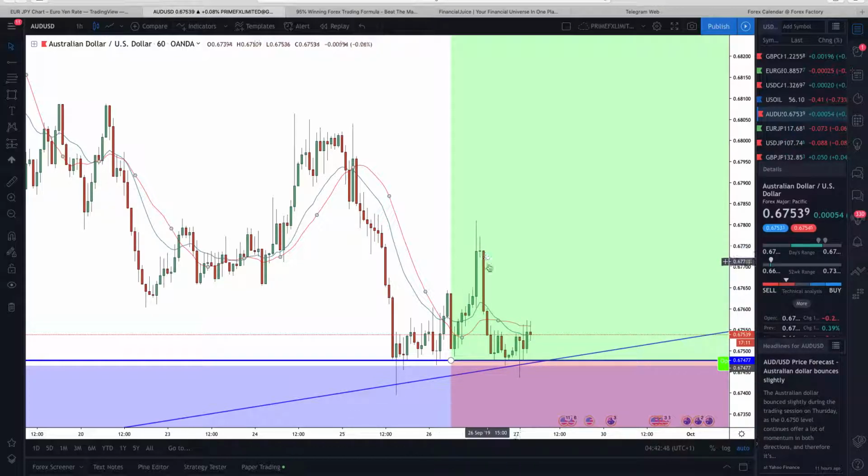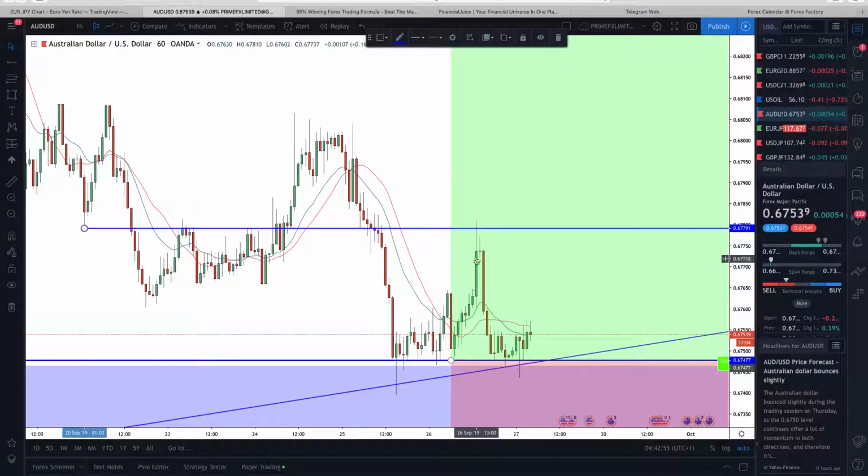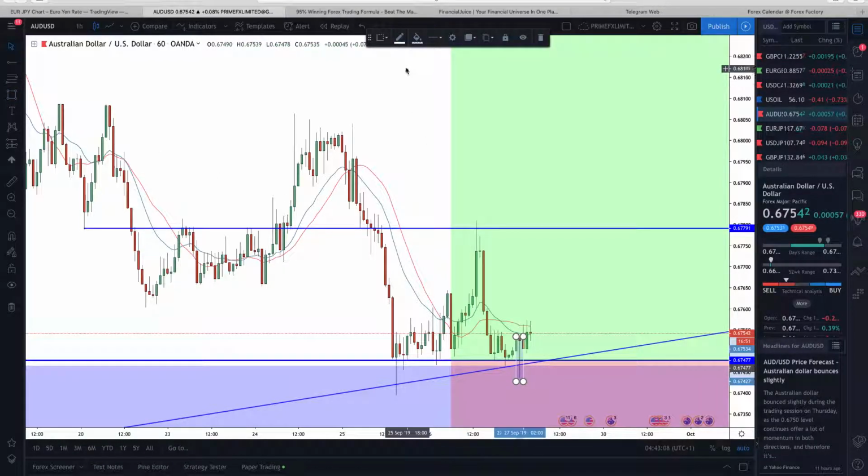We had an evening star formation at an area of potential resistance up here. We had the resistance occur up there, an evening star formation, push down. Again, we have a morning star formation, push up, push down, pin bar. So I like this pin bar here, the hourly pin bar. I'm going to mark it.